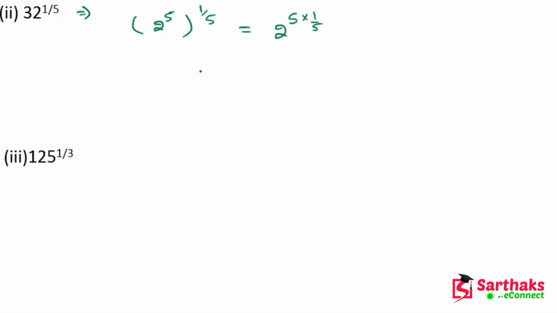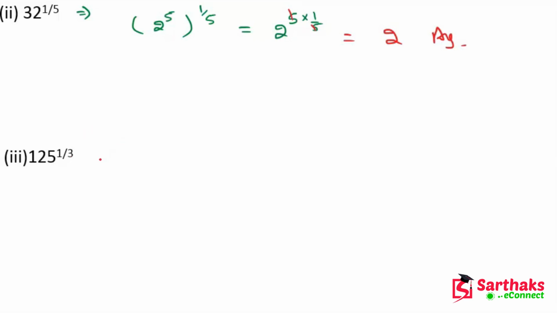2 into 5 into 1 upon 5. So my dear friends, I hope you understand these things. Now in this case 5 and 5 will be cancelled. So we get 2. So this is our answer. We get 2. My dear friends, these questions are very simple. We just have to understand the concept of the question. What type of questions are there?